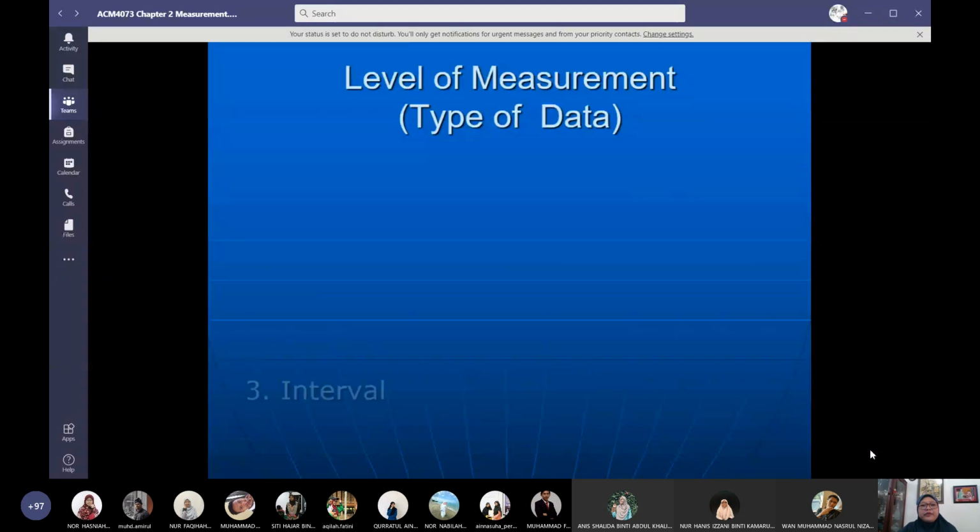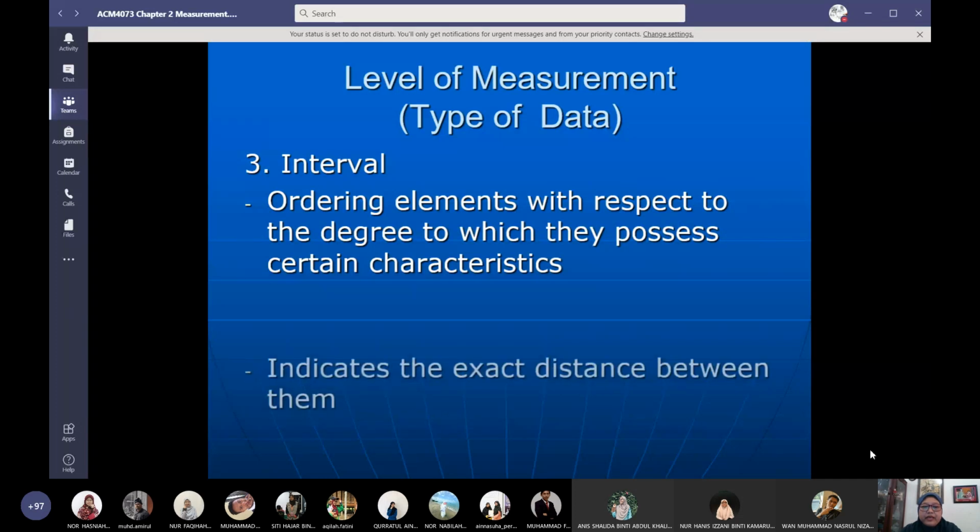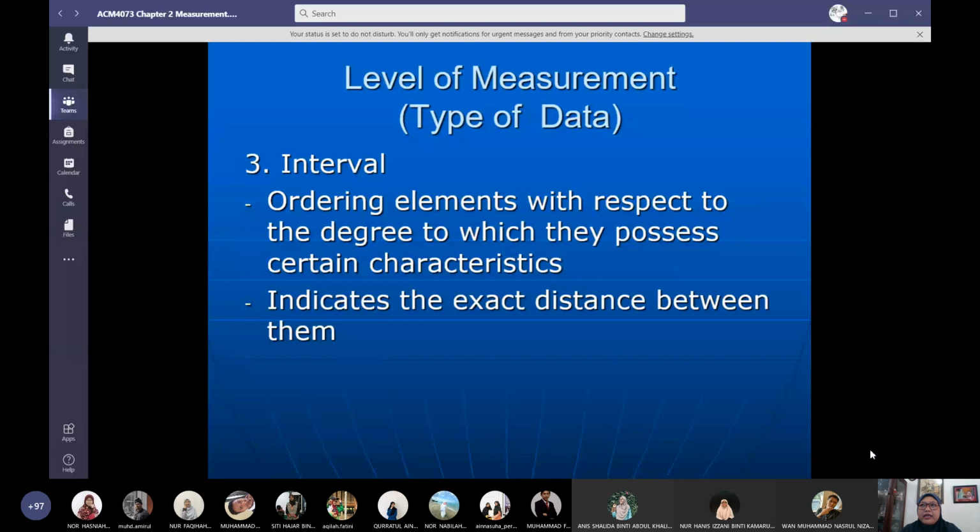And then we go to the third one. It's called interval. What do we mean by interval? It's ordering elements with respect to the degree to which they possess certain characteristics. It indicates the exact distance between them. If you may remember, much earlier, I mentioned how many persons are there in the house. The answers may say 1 to 5, 6 to 10, 11 to 15. These are what we call interval because there is exact distance. Why is it exact? Because 1 to 5, you count through with your fingers. 1 to 5 means 5 persons.